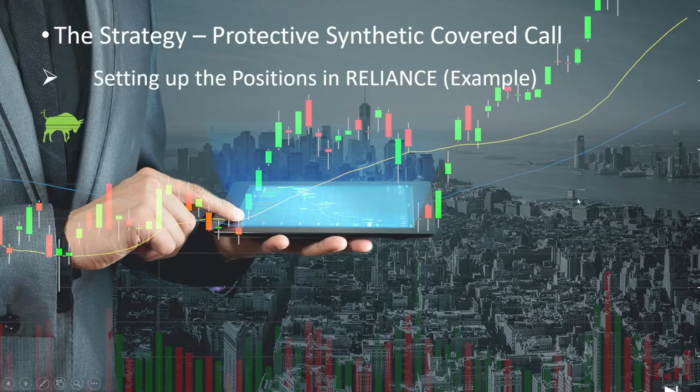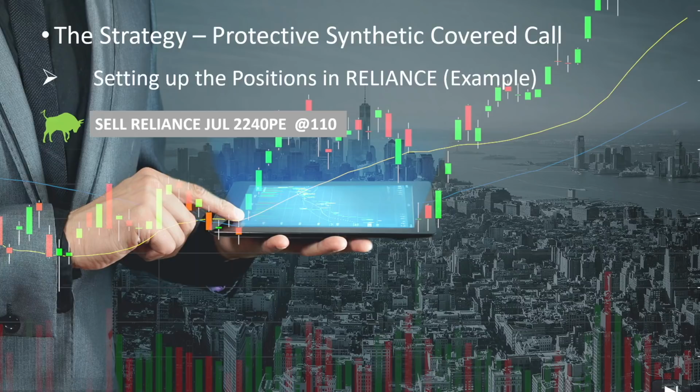Okay. First is the synthetic we will take. So this is a sell of Reliance July 2240 PE at rupees 110. So we are going to collect a premium of 110 rupees. Whenever you are selling a put, your view is bullish.